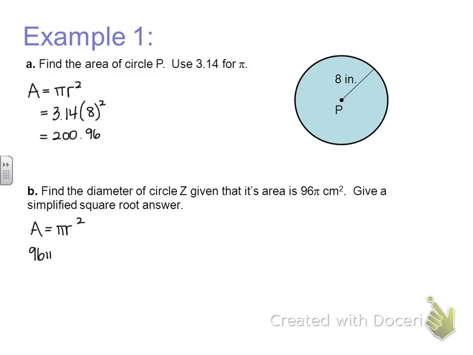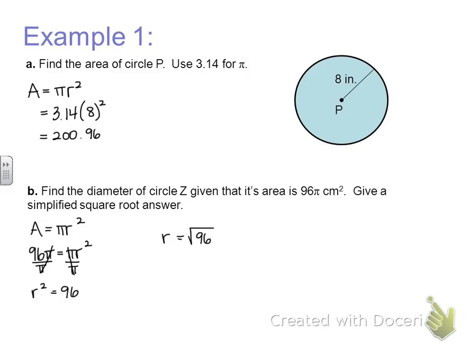So I plug in 96 pi equals pi r squared. How do I go about solving this? What do you notice? If I divide by pi, what happens? They cancel, right? So I lose my pi's and I'm left with just that r squared is equal to 96. Now I was told to give my answer as a simplified square root, right? So I have to think about the fact that r is equal to the square root of 96 after I square root both sides.